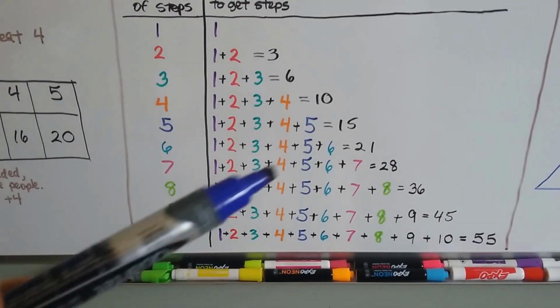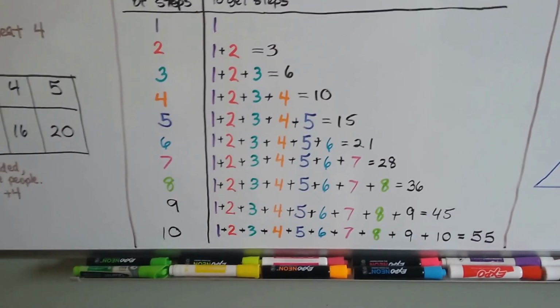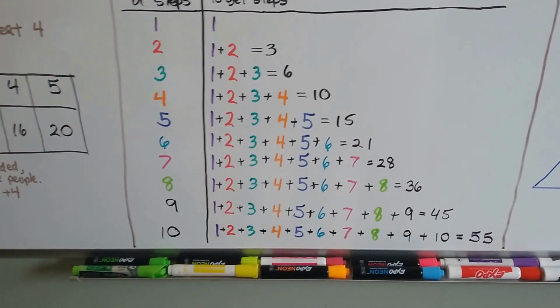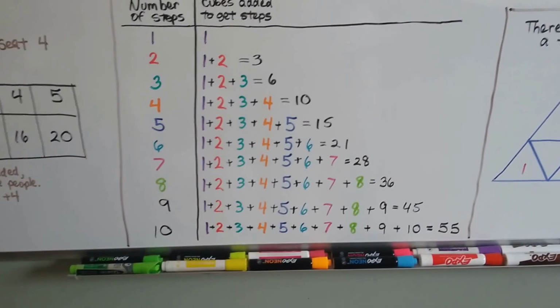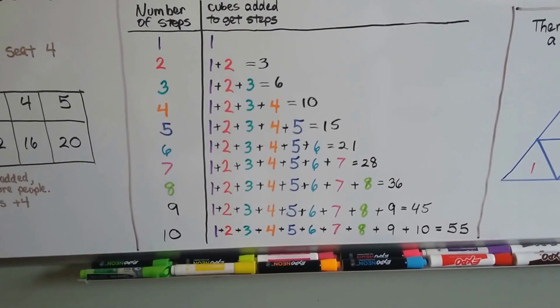See? We just keep adding the next number because it was going up by 1. And we added that next number. See? We could do 11, couldn't we? 55 plus 11 would be 66. That would be 11 steps.